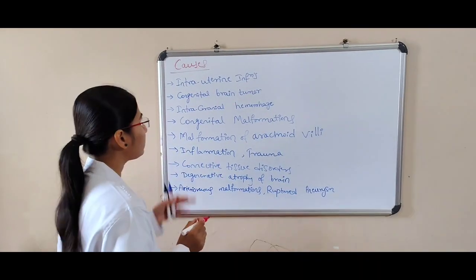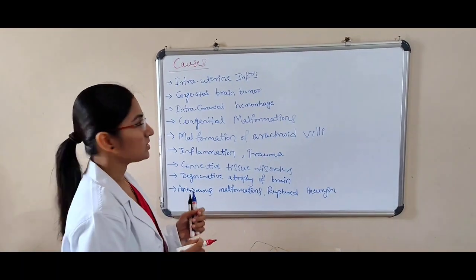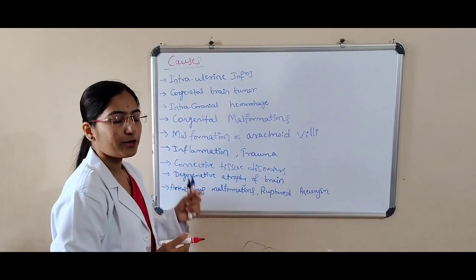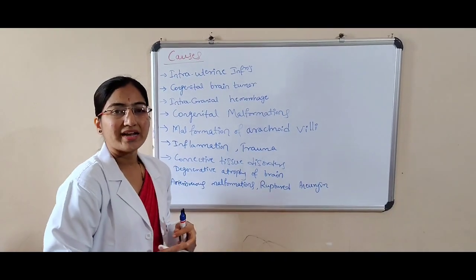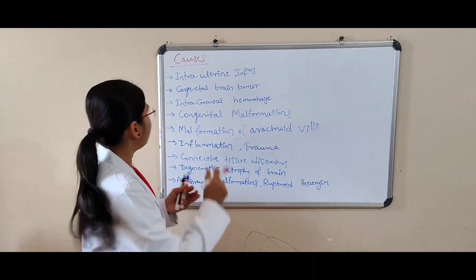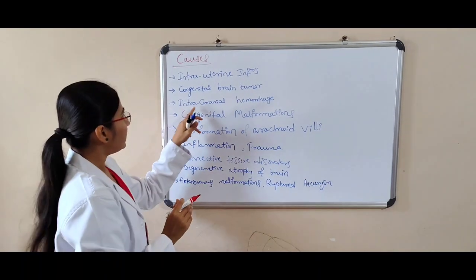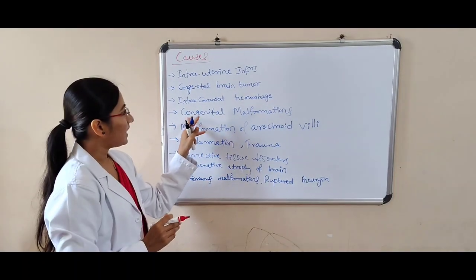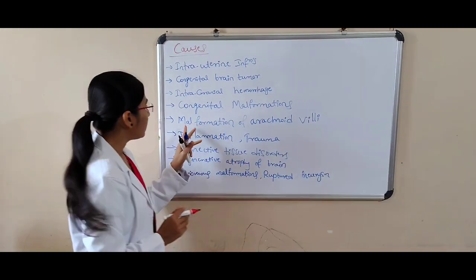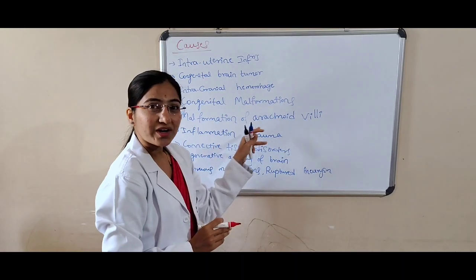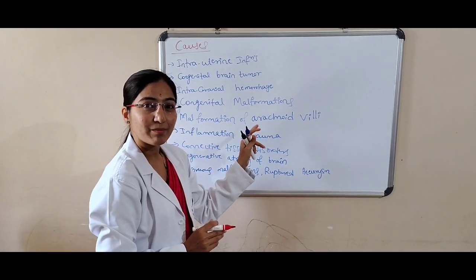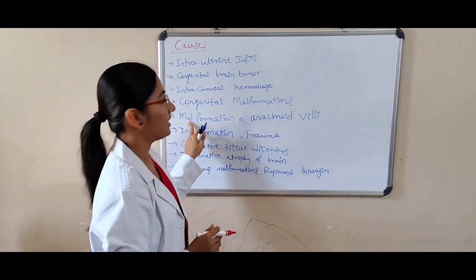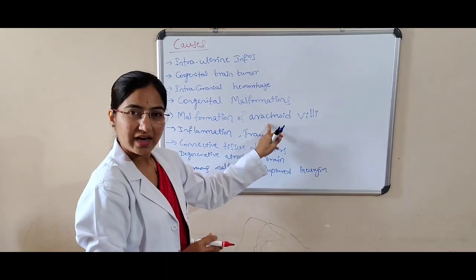Next we'll see the causes of hydrocephalus. The first cause is congenital: intrauterine infections, mainly rubella, cytomegalovirus and toxoplasmosis. And then congenital brain tumor, intracranial hemorrhage, which is bleeding in the cranium, and then congenital malformations, such as malformation of the arachnoid villi present in the subarachnoid space, that is between the arachnoid mater and the pia mater.